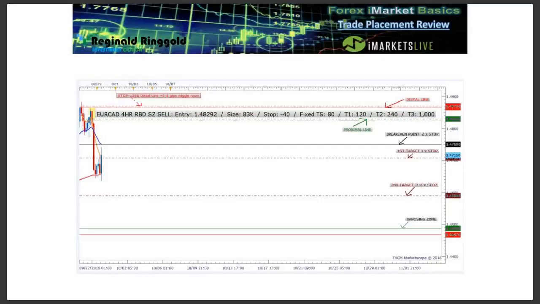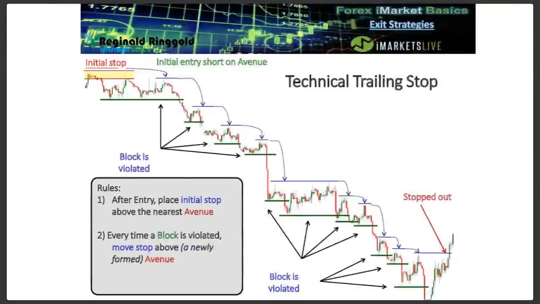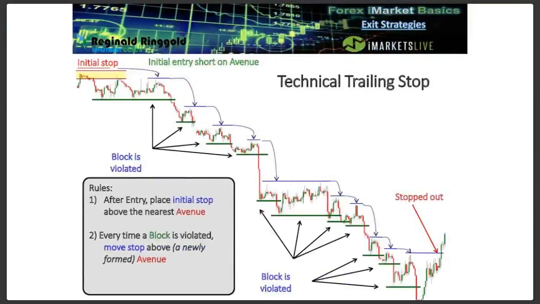And then you see it shows opposing zone. Our third target is not even at the opposing zone because I'm expecting a trail with a pivot to pivot trail. And that pivot to pivot trail is the technical trailing stop. You can take the technical trailing stop and use it to adjust for your risk when you get in a trade and it's moved in your favor automatically.